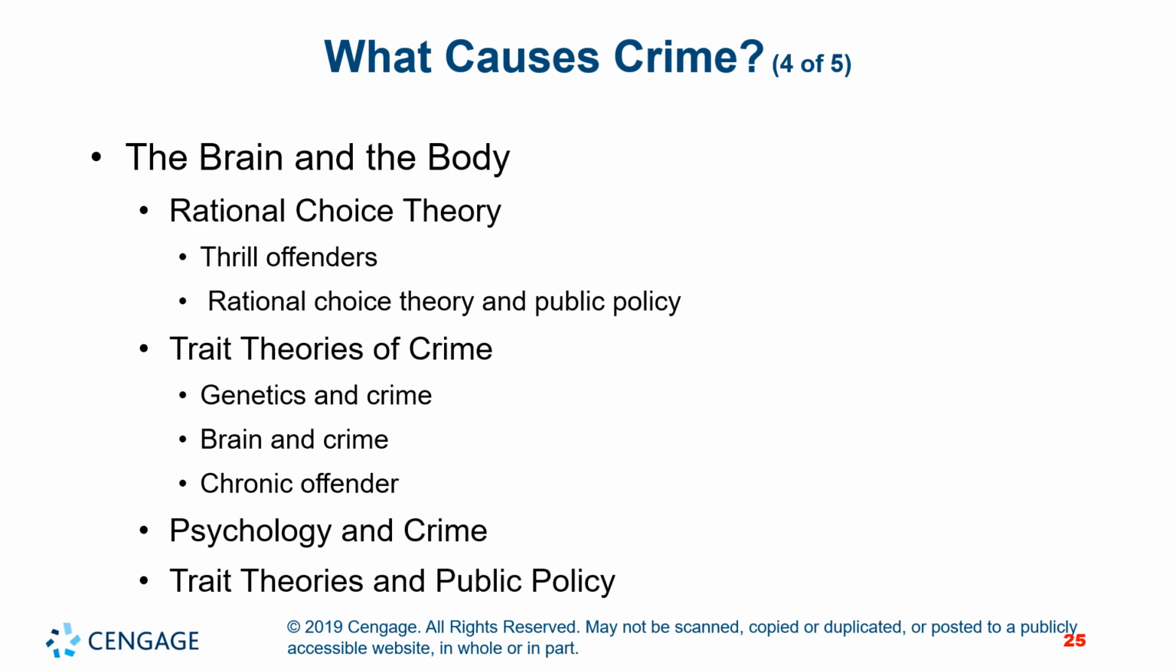Then there's trait theory and public policy. Trait theory suggests that antisocial behavior should be identified and treated before it manifests in first-time or further criminal activity.